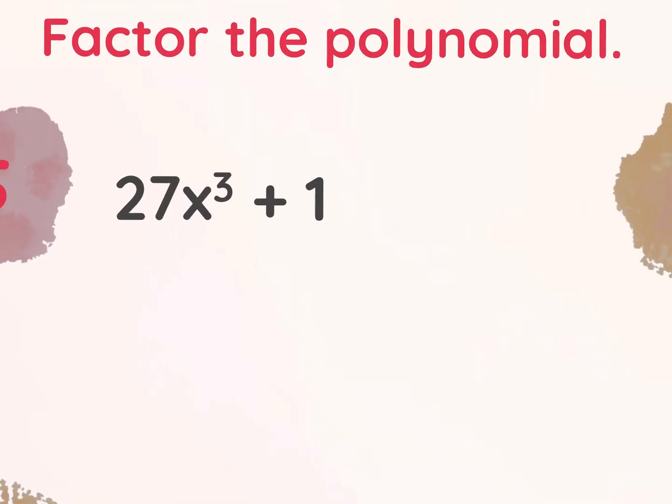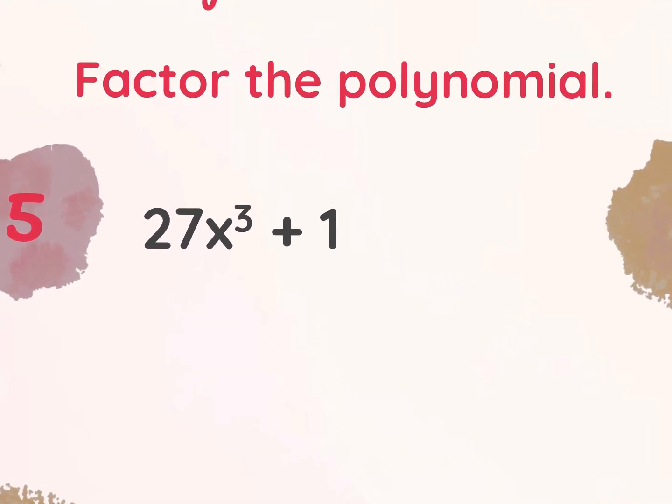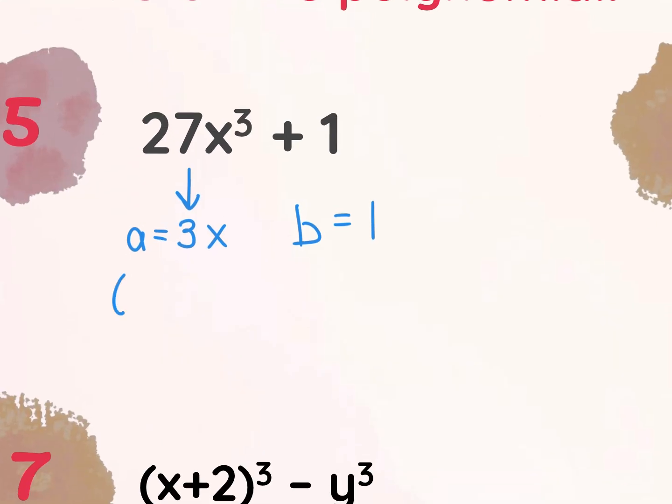All right, look at these ones, guys. First thing, do you have a GCF? No, we don't. So let's check to see if these are perfect cubes. So my A term, what times what will give me 27? That's going to be 3. What times itself 3 times gives me x cubed? That's x. And my B term will be a 1. So now I'm going to say 3x plus 1 because I have a plus here. Now I'm going to square the first term. 3x squared is going to give me 9x squared minus 3x plus 1.